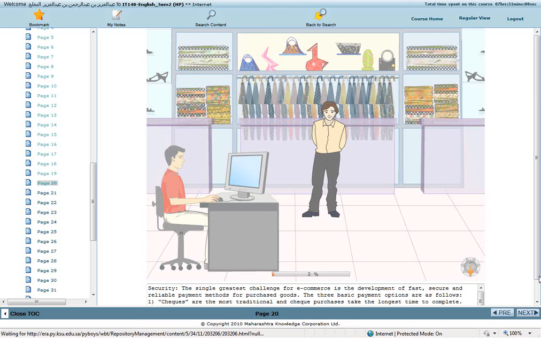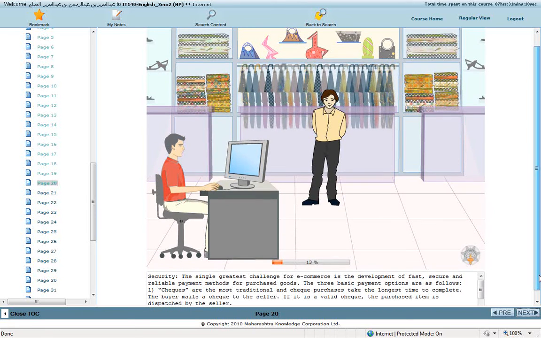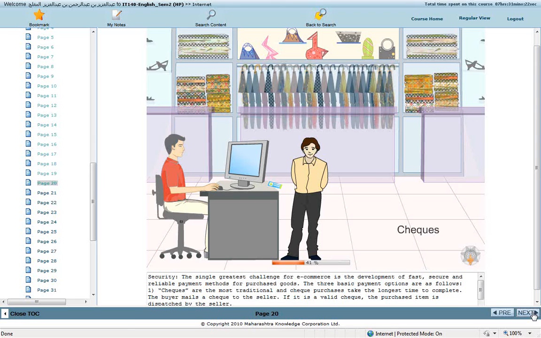Security. The single greatest challenge for e-commerce is the development of fast, secure, and reliable payment methods for purchased goods. The three basic payment options are as follows. Checks are the most traditional, and check purchases take the longest time to complete. The buyer mails the check to the seller. If it is a valid check, the purchased item is dispatched by the seller.